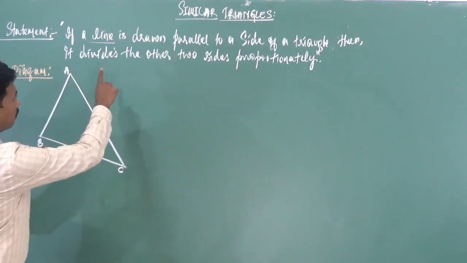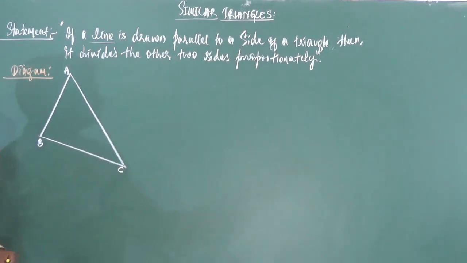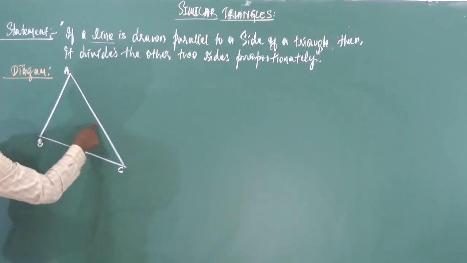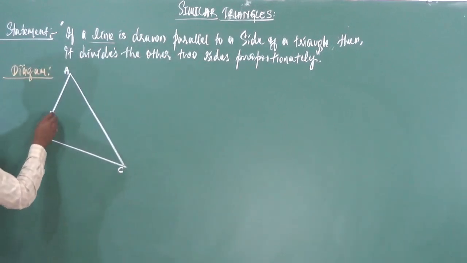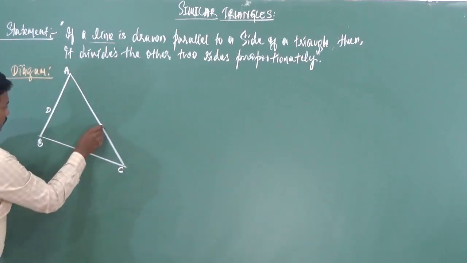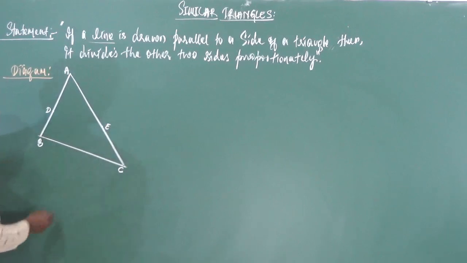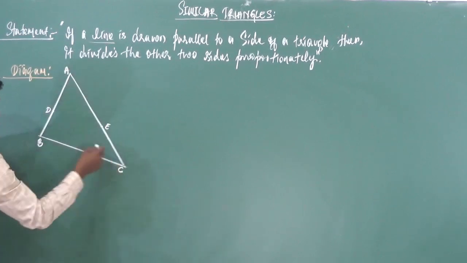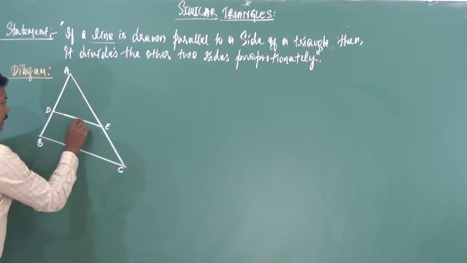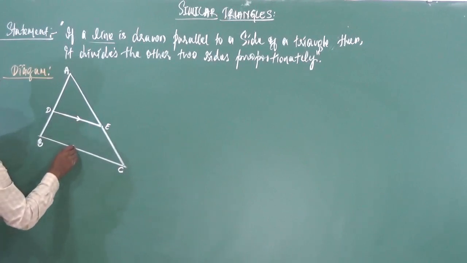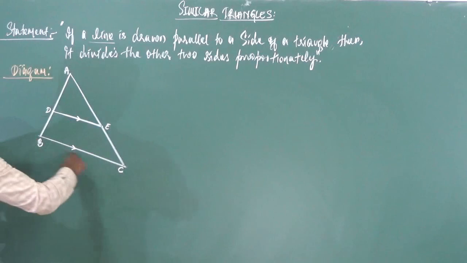If a line is drawn parallel to a side of a triangle, so I have to select a distinct point on AB and a distinct point on AC such that when I join those 2 points, that line should be parallel to the base. So I am going to select 2 points on 2 sides. I will take this point as D and this point as E. So D and E are the 2 distinct points on the 2 sides of the triangle. I am going to join these 2 points. So now this line DE is drawn parallel to the side of the triangle. So I have selected the side BC.